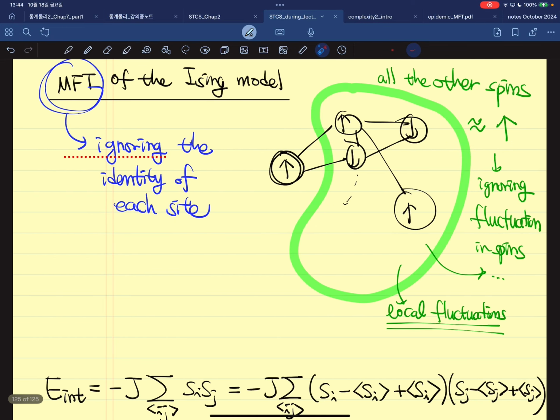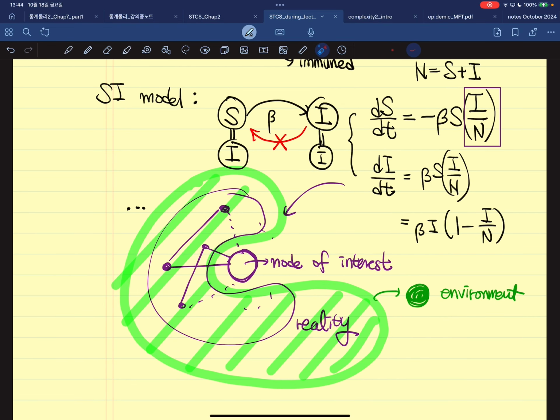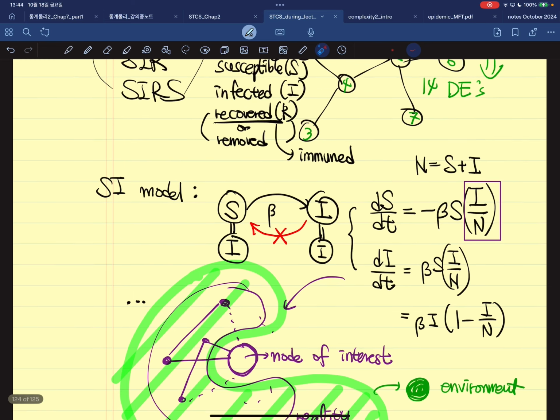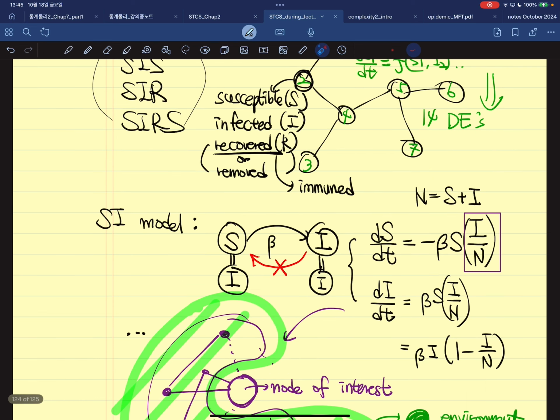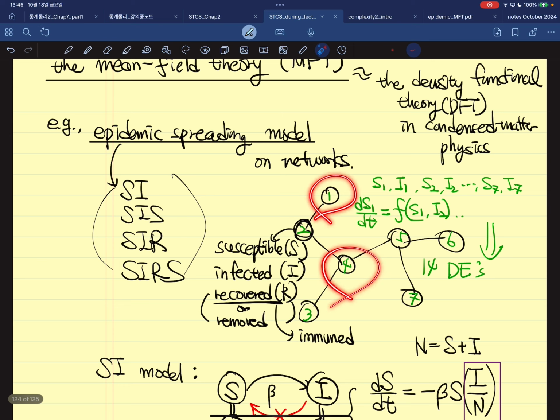It would be easier for you to understand if we think about this epidemic spreading model again. In the original system, it has this node identity, at least in terms of degree. For example, this node 4 has 3 friends, and this node 1 has only 1 friend. So you can imagine that compared with node 1, node 4 is more likely to get infected because of this large degree. But this mean field model completely ignores the fact that these two nodes have their own different identity.